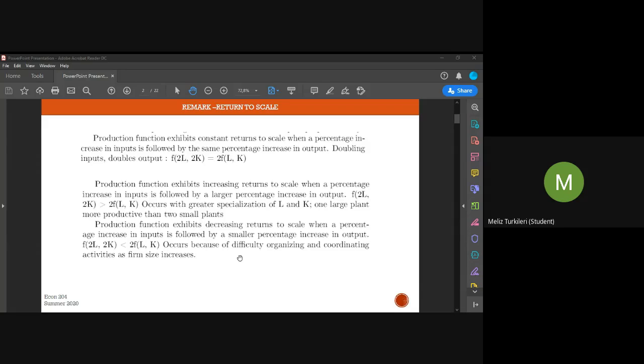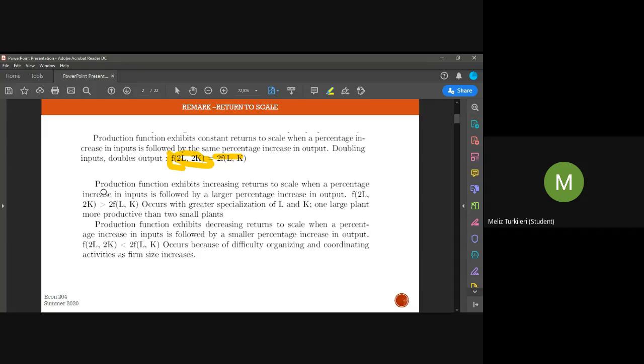For example, we have this production function, okay, and we just increase our labor and capital by multiplying by 2, and then we will observe that our output will also increase by the same percentage. It's going to be double. Then we can argue that this is constant return to scale.